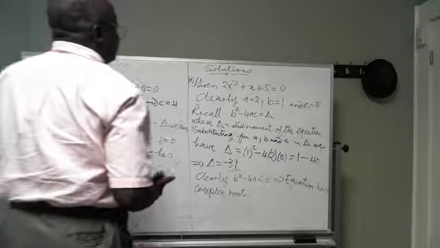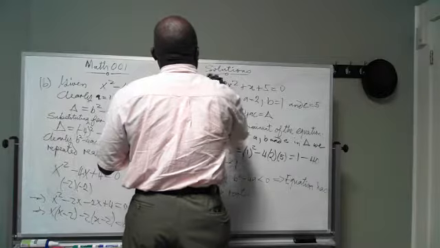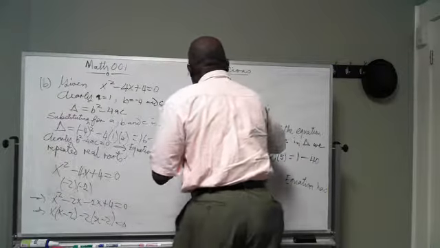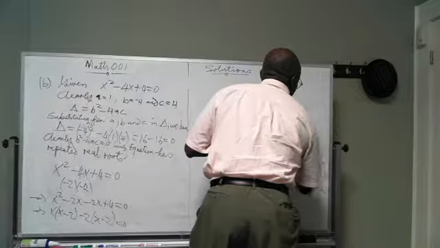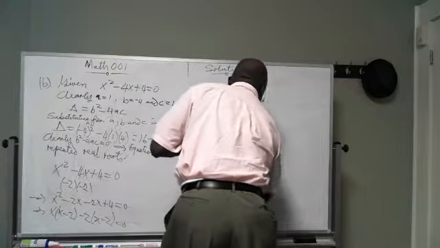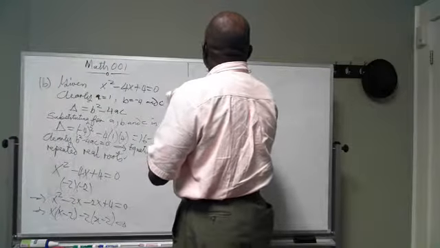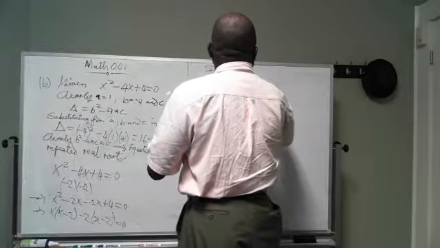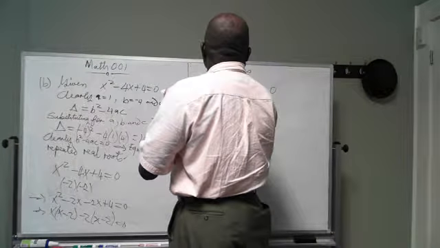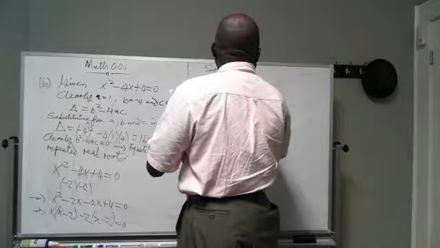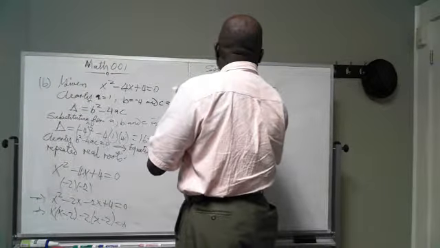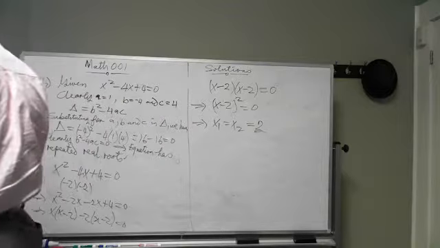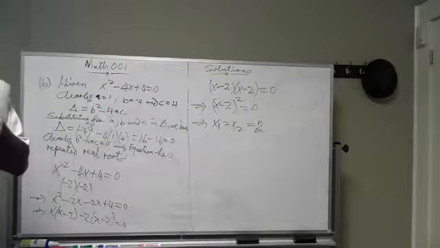So we erase this portion and continue with the solution to problem B. We'll see that factorizing gives us x minus 2 into x minus 2 equals 0, which implies x minus 2 all squared equals 0, implying x1 equals x2 equals 2, and the solution is complete. Get this down.